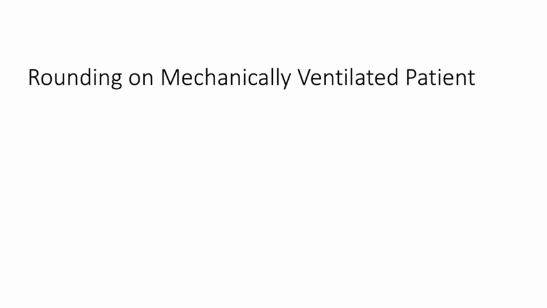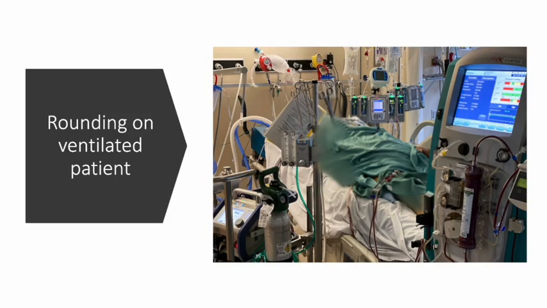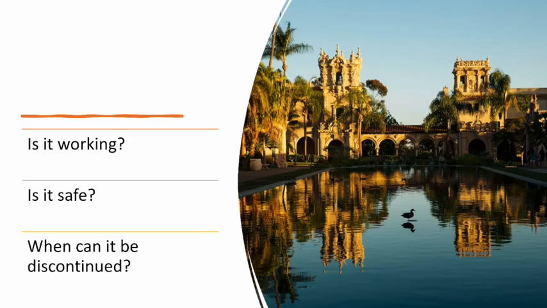Okay, so we've talked about endotracheal tubes, tracheostomy tubes, ventilator settings, sedation, and paralytics. Let's put it all together and talk about rounding on your ventilated patient. Rounding on your ventilated patient can really be broken down into three things. Is it working? Is it safe? And when can it be discontinued?